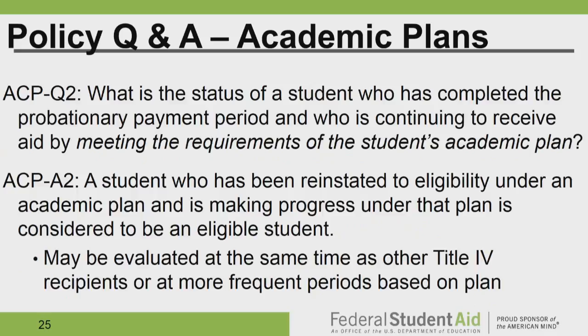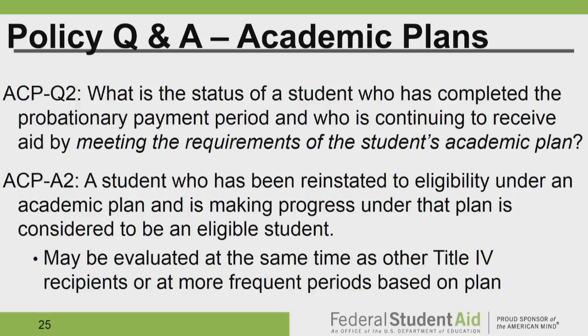Here's another Q&A from the Program Integrity Q&A webpage under SAP. It talks about academic plans. So what do we call a student, or what status is a student if at the end of the probationary period, because it can only be one payment period, they're meeting the requirements of the academic plan? Technically for us, we consider that student to be in good standing, right? Because they're meeting the requirements of the plan. Once you put them on a plan, you're always checking them against the requirements of that plan until that plan ends. That's one of the reasons why, for the most part, academic plans tend to be several payment periods long.